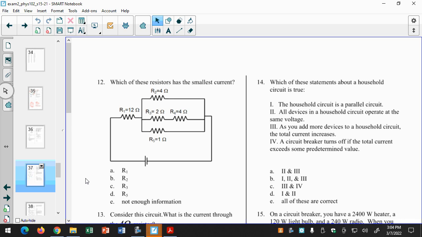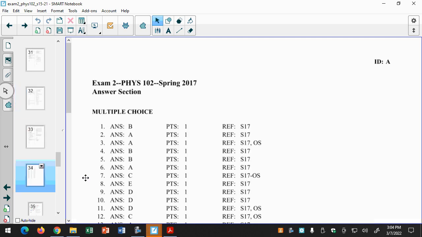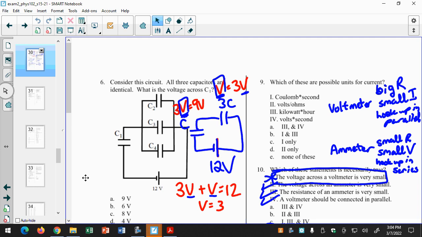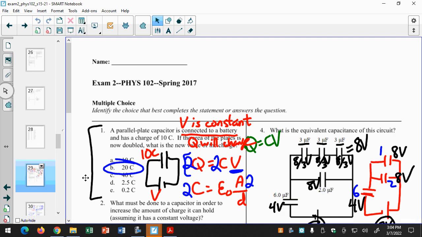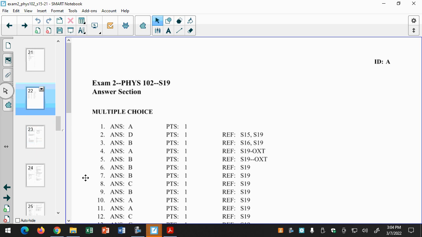Multi-loop circuits. Yeah, we didn't really do that very much today, but that is going to be 3 questions on your free response. I think it's the first question, and then also there'll be parts of it in the multiple choice.